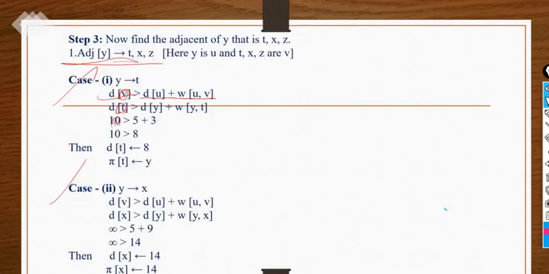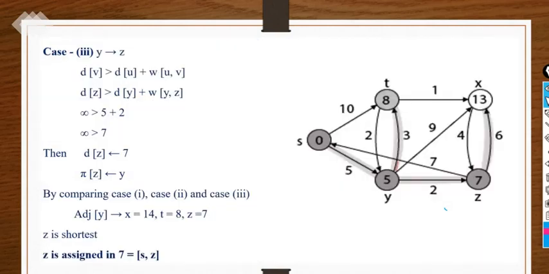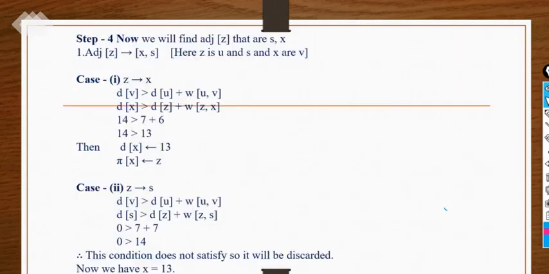Now we have to check it out here. This is 10. D of Y is 5 that we have selected. What is the weight here? 3. To go from Y to T, 3. So 5 plus 3 is 8. If we are moving this path S to Y and Y to T, it is giving 8. And if we are directly moving S to T, it is giving 10.